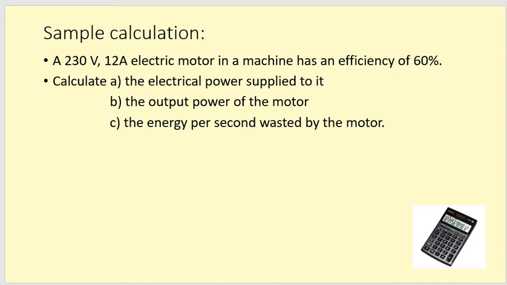Here's a sample calculation. I'm going to give you the question first, then I'm going to do it in sections for you. If you want to write it down, make your own copy, you can pause the video as each slide goes through. I'm just doing it in little steps for you as a model. So, calculation. A 230 volt 12 amp motor has an efficiency of 60%. Calculate the electrical power supplied to it, calculate the output power of the motor, calculate the energy per second that is wasted by the motor. We'll do each of these sections separately.